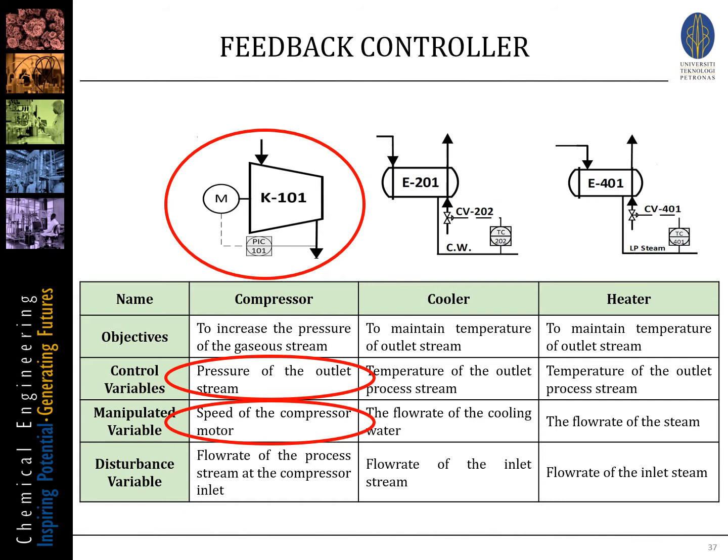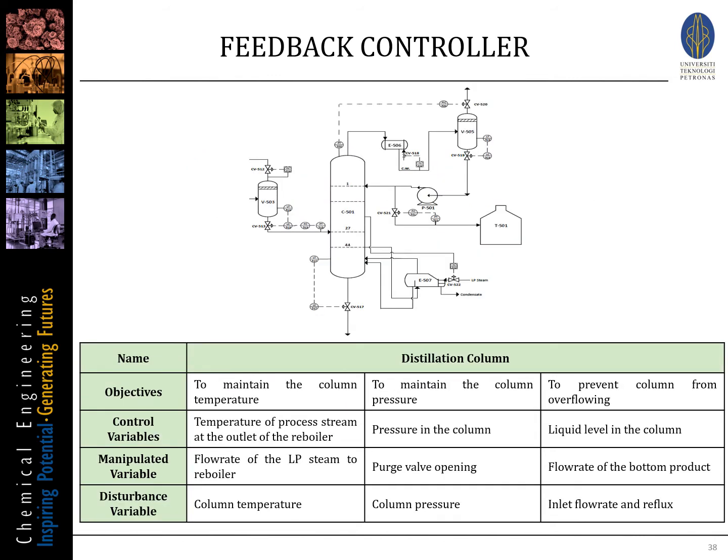The same goes for the cooler and heater, where the temperature of the stream is taken after the process unit and the utilities are adjusted until the desired set point is achieved. The feedback controller is also applied to our distillation column to control the temperature, the pressure, and the level of the column.